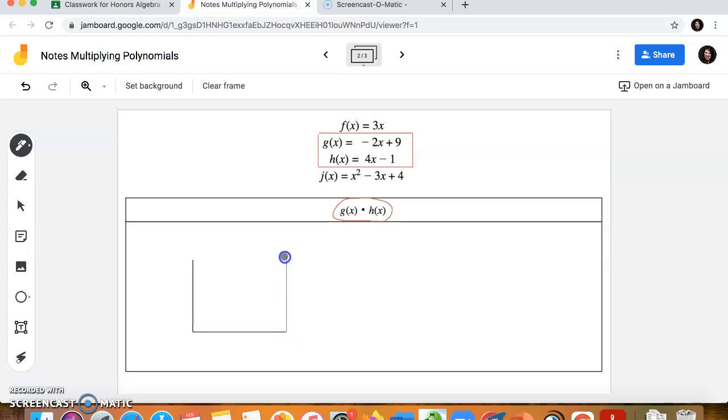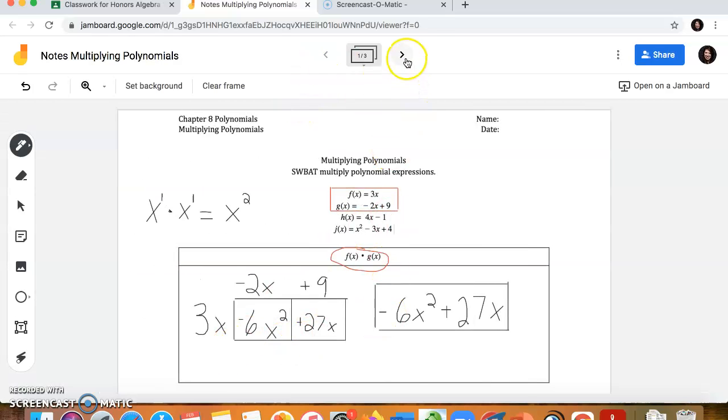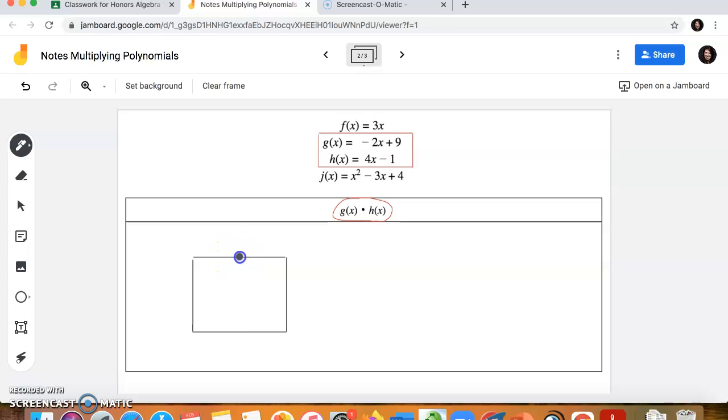Since it's a binomial times a binomial, I'm going to make it look like a square. Before, I made it look like kind of a rectangle. Now I'm making it look like a square, and I'm going to make 4 pieces inside. It doesn't matter which part goes where. I'm going to put the g of x on top, negative 2x plus 9, right here, and I'm going to put the h of x on the side, 4x, and then that minus 1 goes right here. That's the first step, getting your box set up.